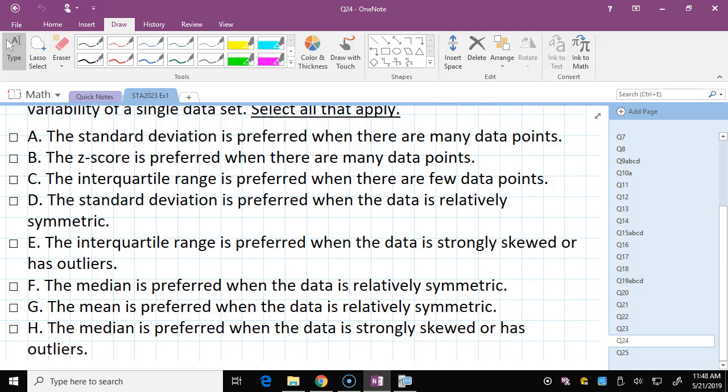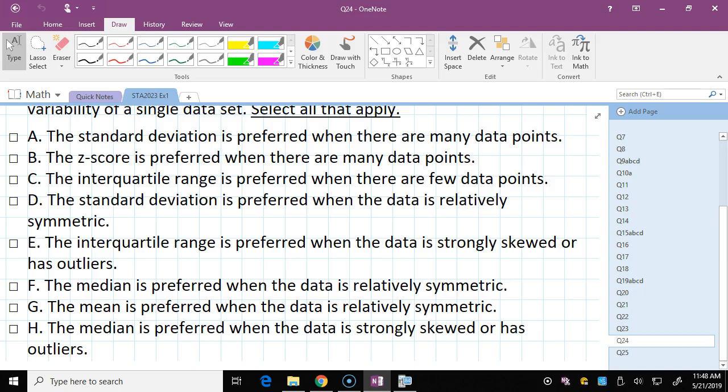The standard deviation is preferred when the data is relatively symmetric. The interquartile range is preferred when the data is strongly skewed or has outliers. The median is preferred when the data is relatively symmetric. The mean is preferred when the data is relatively symmetric. The median is preferred when the data is strongly skewed or has outliers.